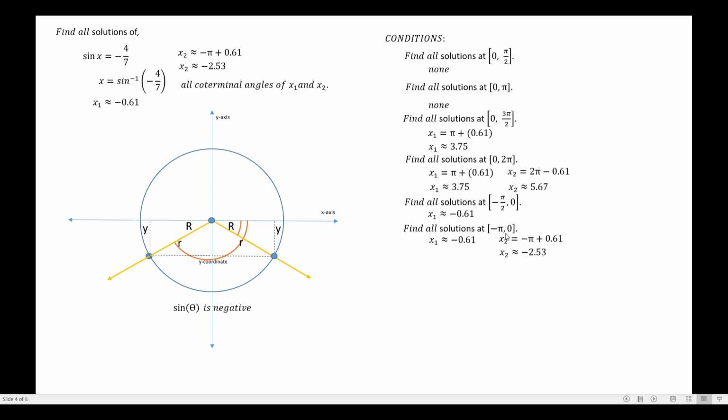So if we say negative pi to 0, it will consider this terminal side and also this terminal side. This one we already have, negative 0.61 approximately. The other one will be negative pi plus 0.61. Then if we extend until negative 3 pi over 2, there's no difference from the previous, because there's no terminal side in the second quadrant. The same answers. And also if we extend until negative 2 pi, the same way, there will be no difference. So that's it for this function.